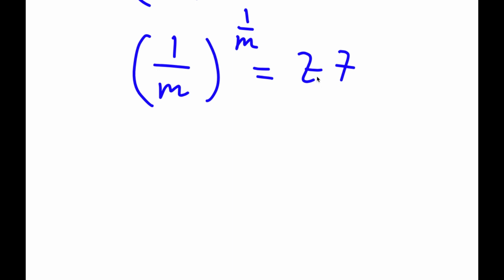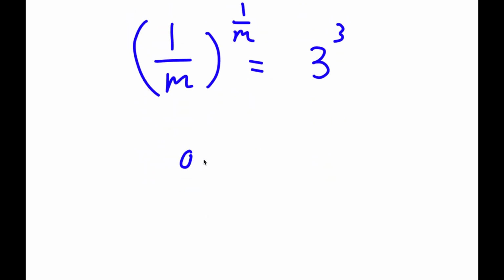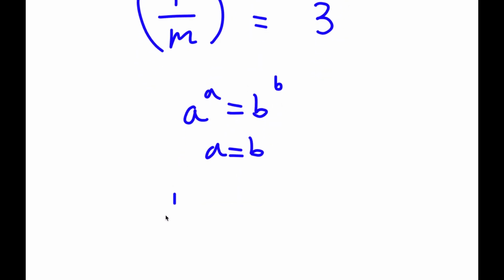Now 27, this is the same thing as 3 to the power of 3. So now I have 1 over m to the power of 1 over m is equal to 3 to the power of 3. And if I have something in the form a to the power of a is equal to b to the power of b, this means that a is equal to b. So in this case, 1 over m is equal to 3.